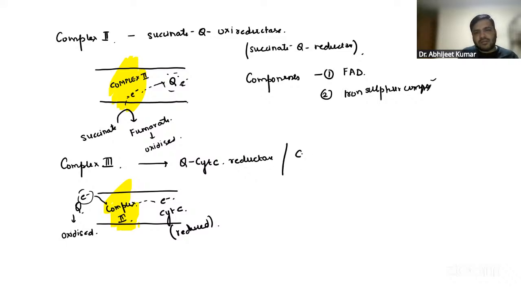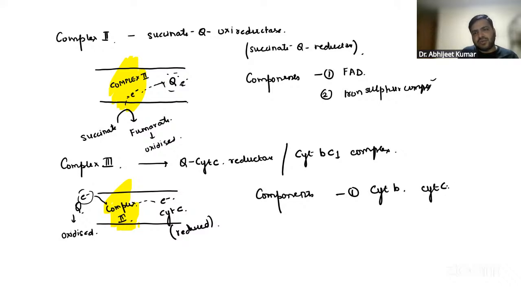It is also known as cytochrome BC1 complex. Now what are the components that you have to remember? It has cytochrome B, we have cytochrome C1, and we have Rieske ferrous sulfur complex.